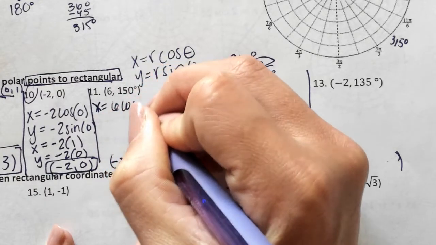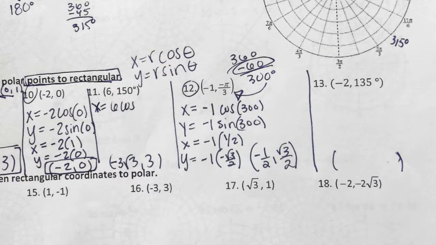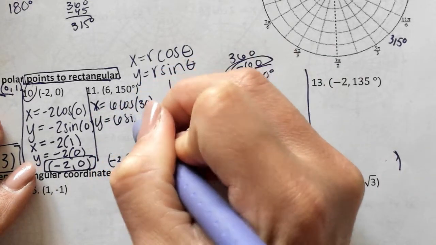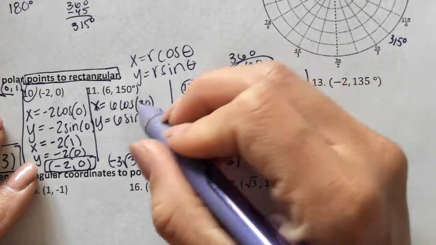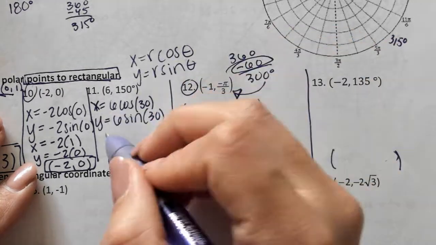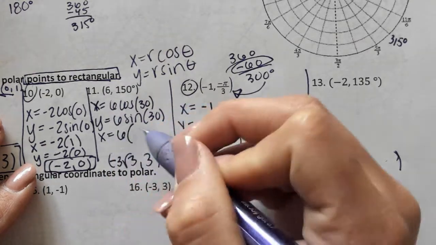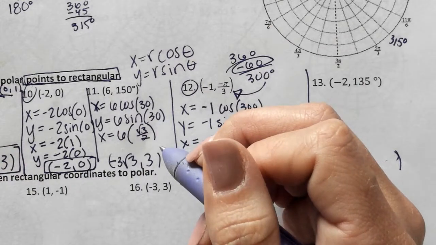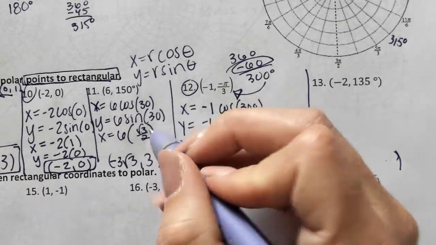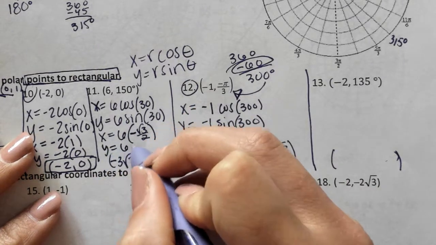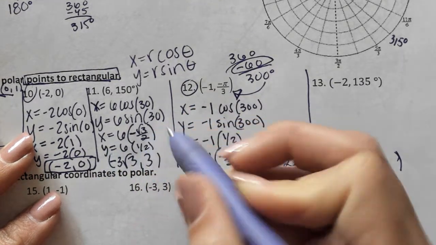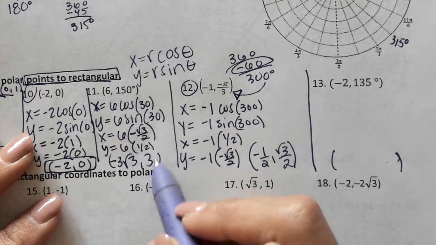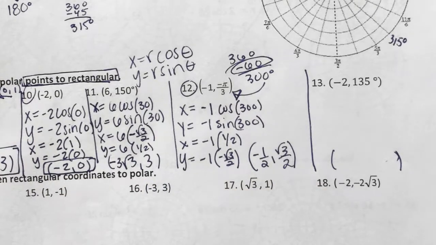x equals 6 cosine of, and let's go ahead and find, what's the reference angle of 150? 30. Okay. And then y equals 6 sine of 30. Cosine of 30 is going to be what? Good. So it's going to be 6 square root of 3 over 2. And let's check, it's going to be negative. Good, so cosine's negative. And then y is going to be 6 times positive 1/2. So that's going to give you negative 3 root 3, and this is going to give you 3. So that's the answer I got the first time when I did it on paper.